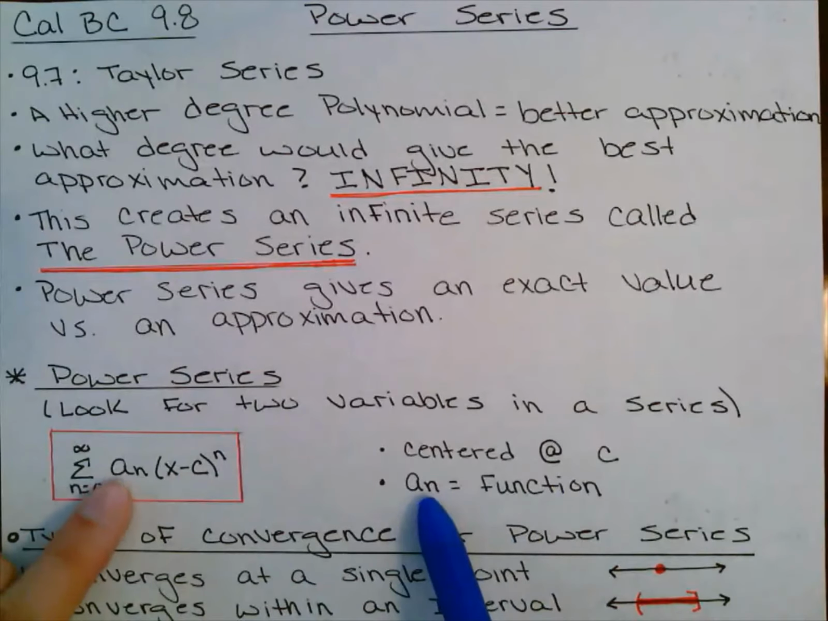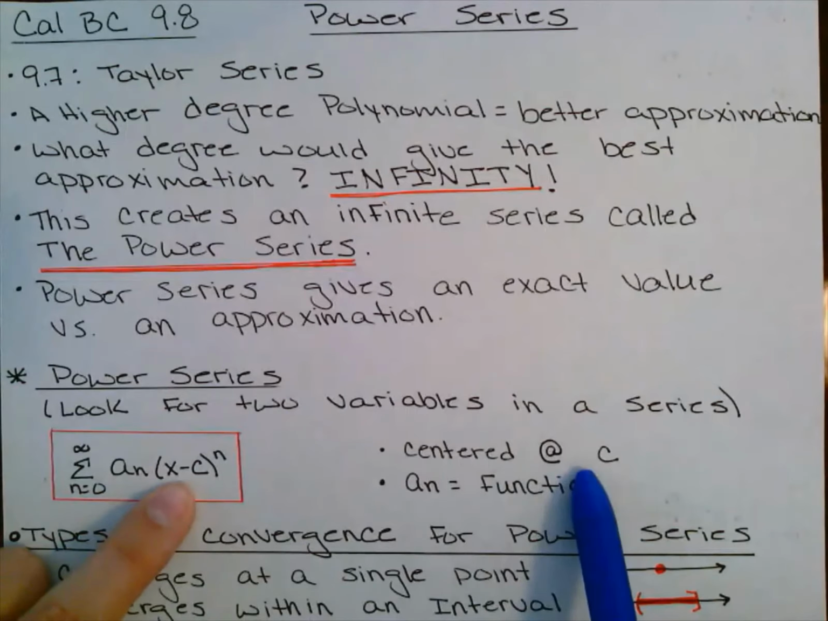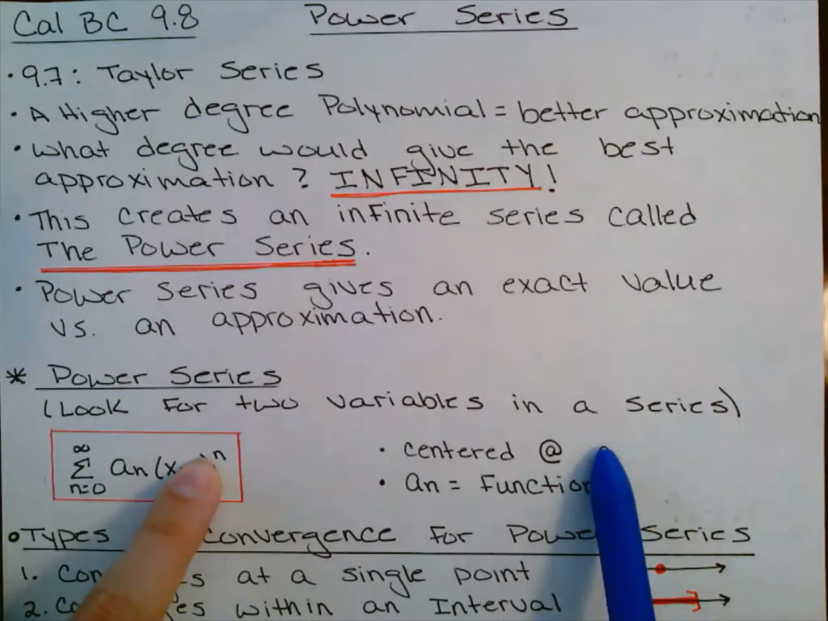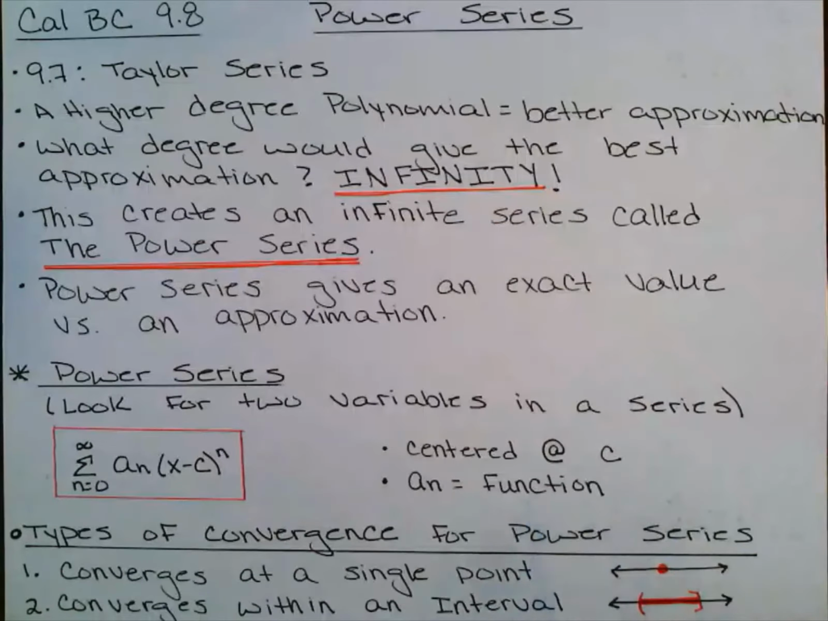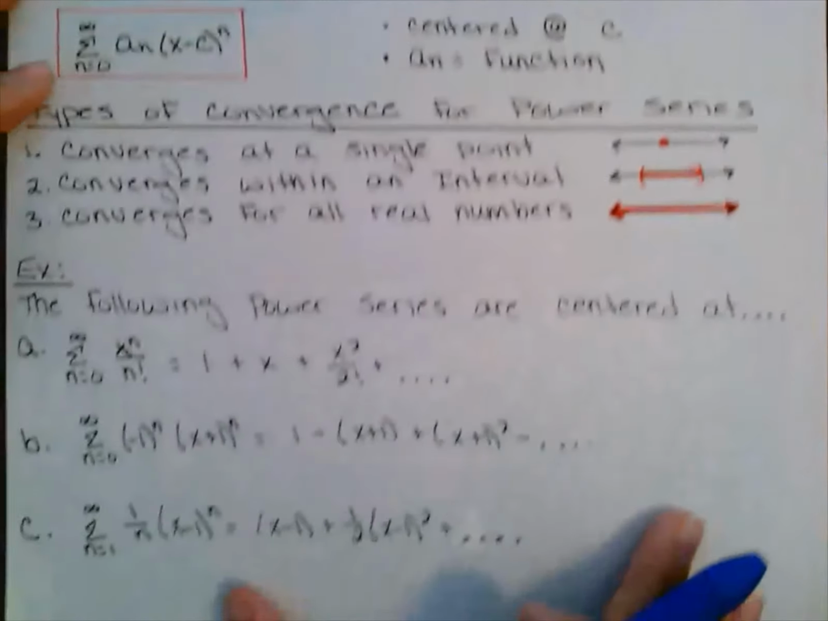So a sub n is always going to be our function, and then you're always going to have a c that it is centered at, okay? So if you see an x and then a minus a number, that number is your c. If you see a c missing, you can assume that your c is 0. So real quick, before I go on to more details about how this can converge, let's look down here.